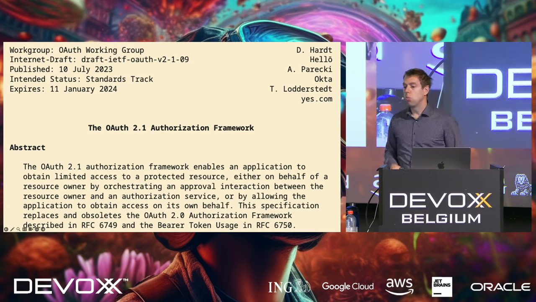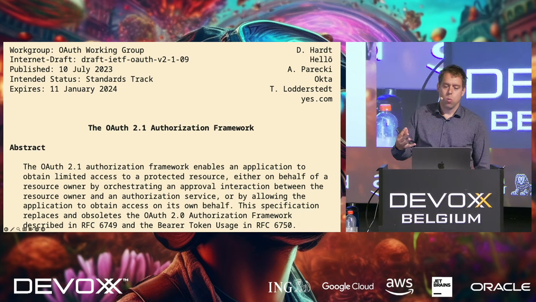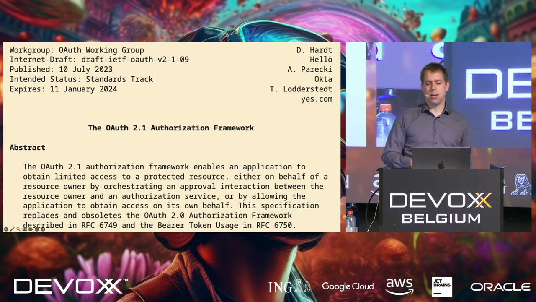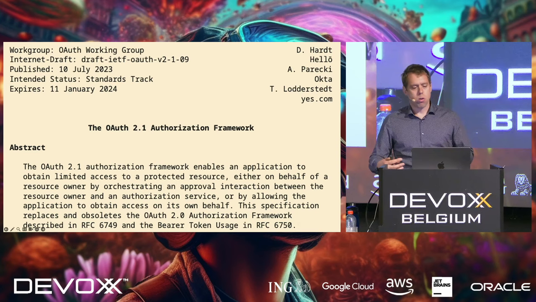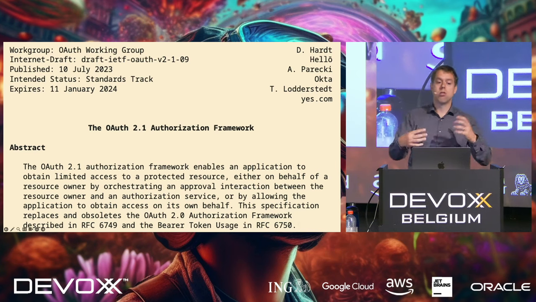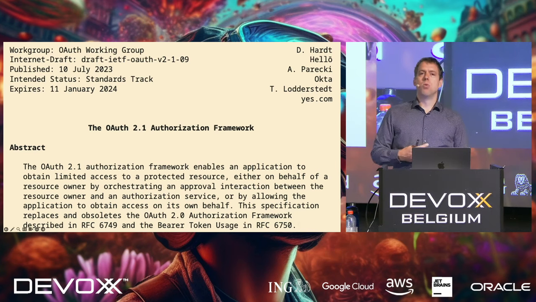But OAuth 2.1 is not there yet. It's going to take a while, because there are some dependencies that need to be fleshed out first before we get there. But in this presentation, I'm going to be talking about OAuth or OAuth 2.0 or 2.x or whatever. And in essence, that kind of means the best practices for OAuth 2.0, which will eventually become 2.1, and which is essentially the current version of OAuth.